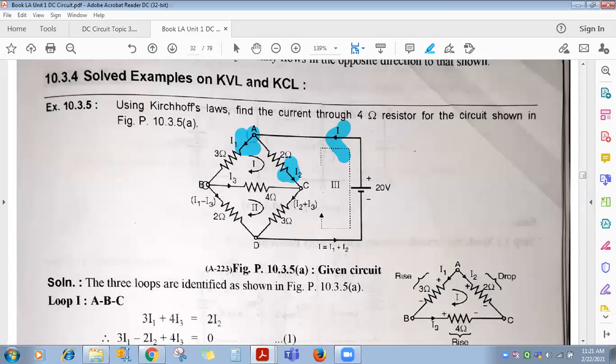Once this I1 reaches node B, again it has two paths. Some current I3 they have represented flowing through 4 ohm, and how much current will flow then through 2 ohm? I1 minus I3. Once I2 and I3 reach node C, I2 plus I3 will flow through 3 ohm. Then I1 minus I3 coming toward node D, and I2 plus I3 coming toward node D, their resultant will be, I3 will cancel, I1 plus I2. That is total current I will move back to the 20 volt battery. Is this clear to everyone? Branch current direction?